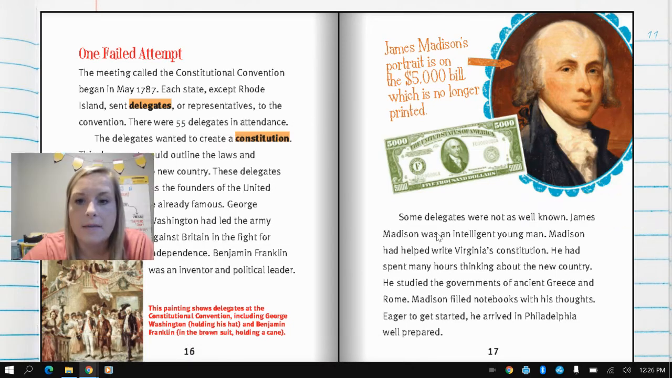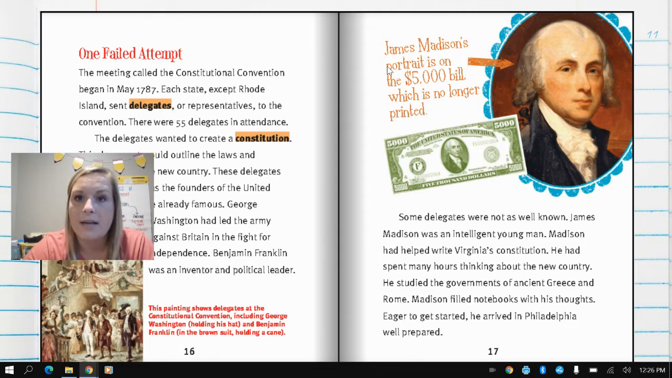So then it says some delegates were not as well known. James Madison was an intelligent young man. Madison had helped write Virginia's Constitution. He had spent many hours thinking about the new country. He studied the governments of ancient Greece and Rome. Madison filled notebooks with his thoughts. Eager to get started, he arrived in Philadelphia well prepared.